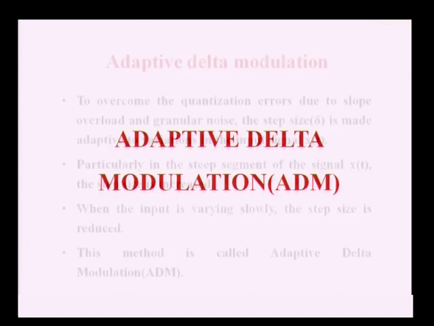In delta modulation, we have seen two types of noises: slope overload distortion and granular noise, because of fixed step size and based on the slope, that is, the variation of the input signal. So, it may cause slope overload distortion or granular noise. To avoid this, we go for adaptive delta modulation, where the step size is adaptive or logically controlled.